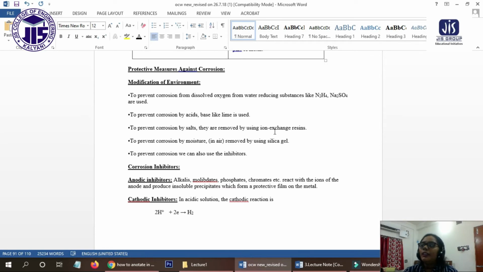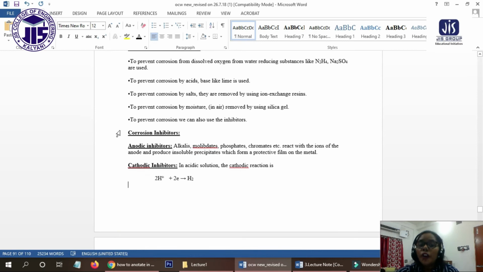Or if we have an acid environment, in this environment the corrosion process will take place, right? So to decrease the rate of corrosion, we can use a base, right? So to remove that acid, thus we can modify our environment to reduce the rate of corrosion and to protect the metals from the corrosion process.